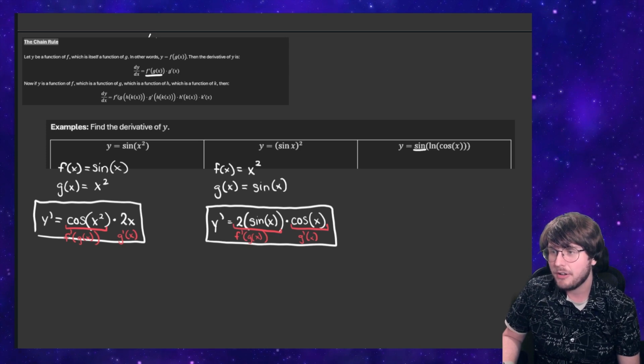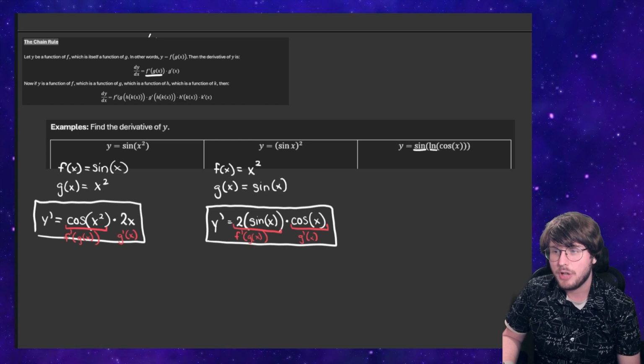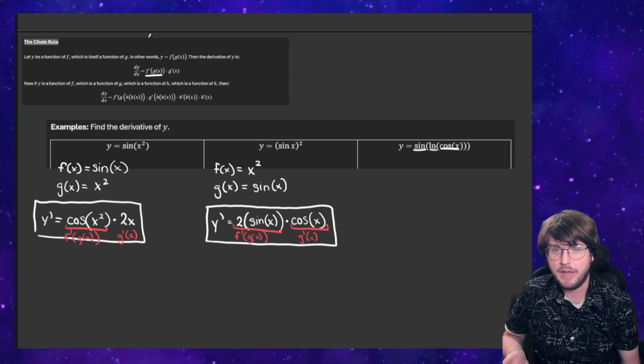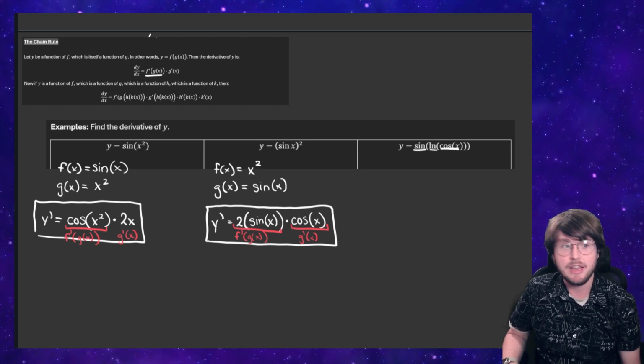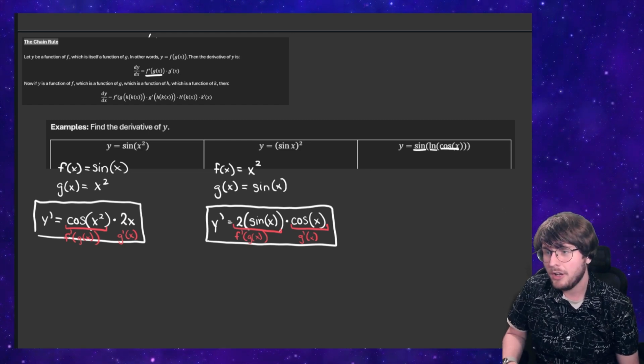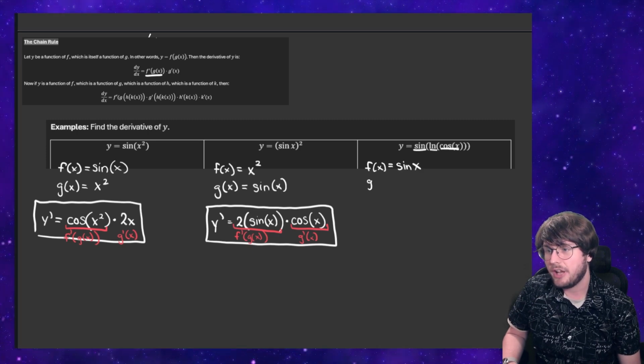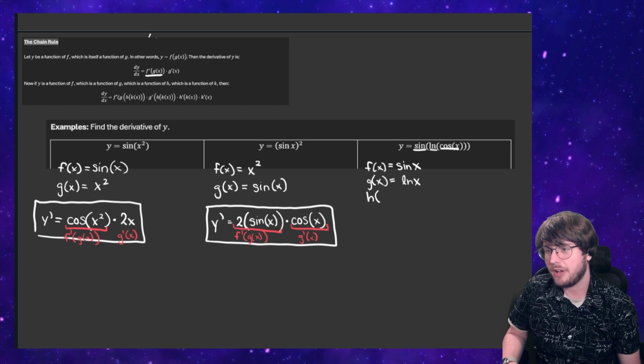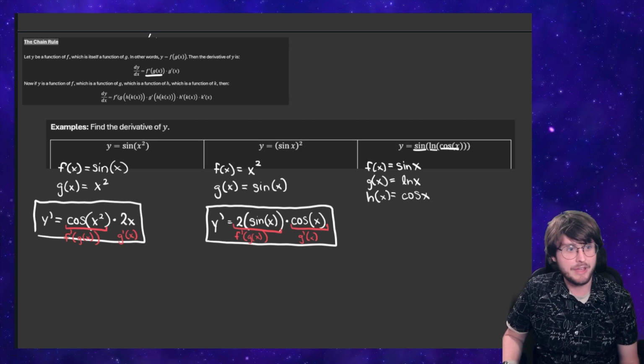So f of x here is going to be our sine function. Then it stands to reason that natural log is going to be g of x. And then cosine of x is embedded within everything else, so that is going to be our last function. We'll call that, well, what does it say over here? H of x. So f of x is our outermost function, that's going to be sine x. G of x is our next outermost function, so that's going to be natural log of x. And then finally, h of x is cosine. So we'll make that one our last fella over there.